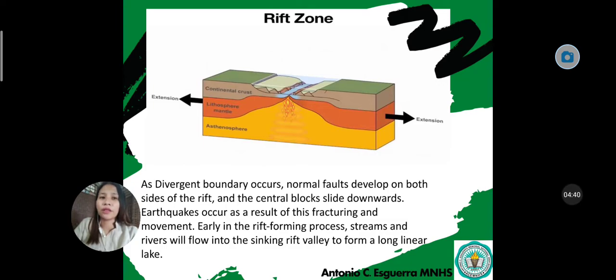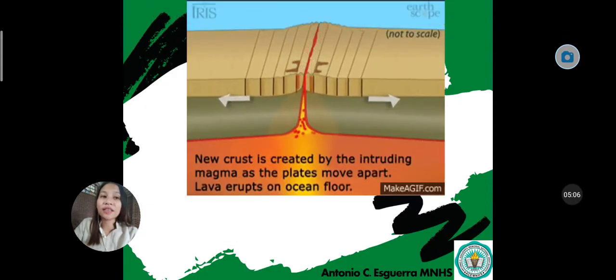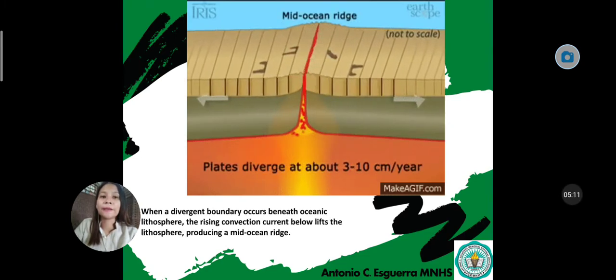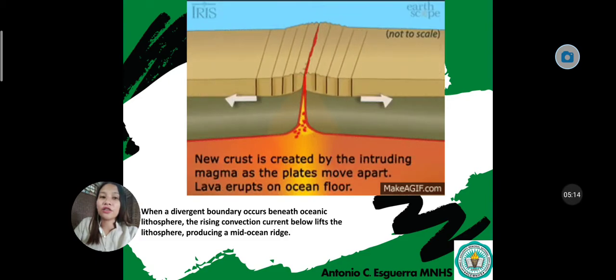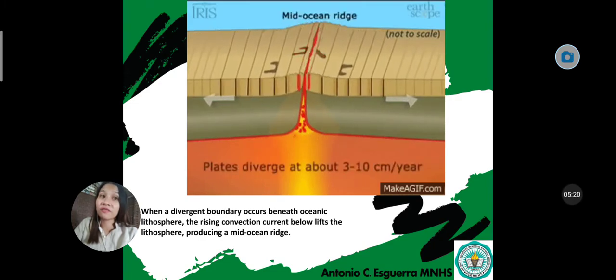In a divergent boundary, normal faults develop on both sides of the rift, and the central blocks slide downwards. Earthquakes occur as a result of this fracturing movement. Early in the rift-forming process, streams and rivers will flow into the sinking rift valley to form a long linear lake. New crust is created by intruding magma. And beneath the oceanic lithosphere, the rising convection current lifts the lithosphere, producing mid-ocean ridges.